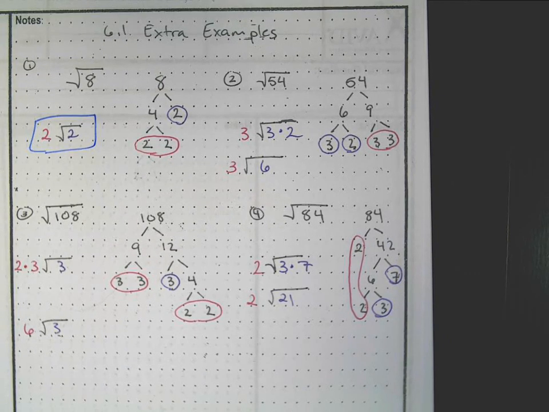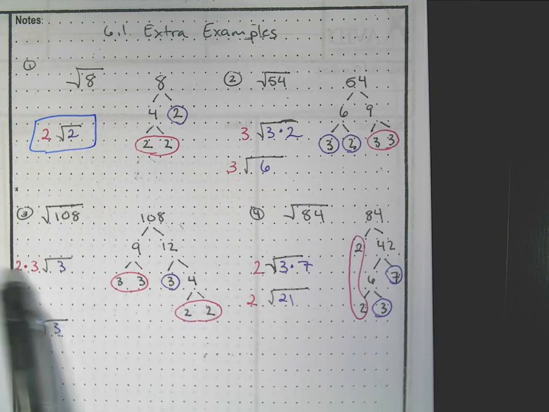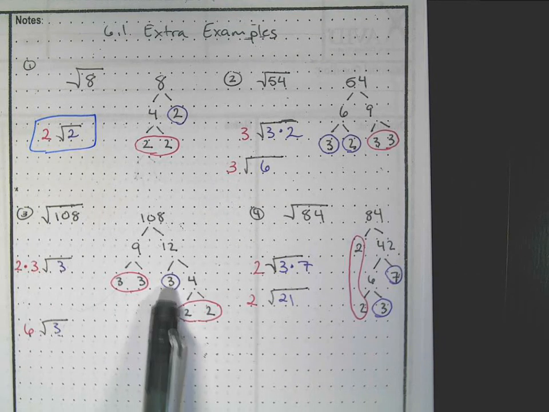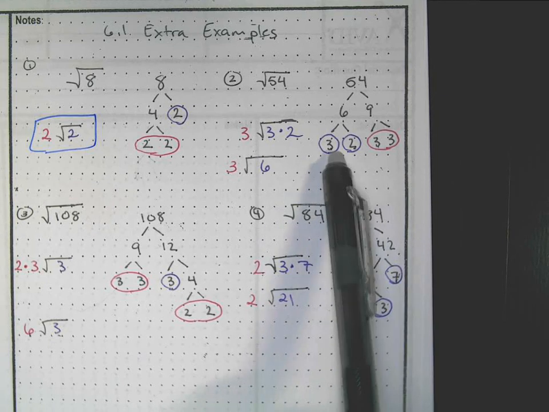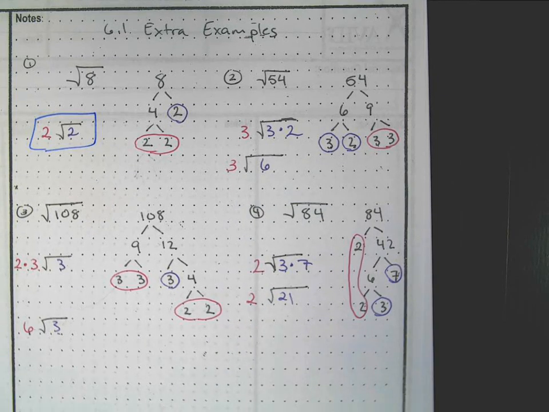So there's some extra examples on how we can simplify square roots. We're just building our factor trees, looking for pairs to pop out front, and any number that's by itself goes back on the inside of the radical.